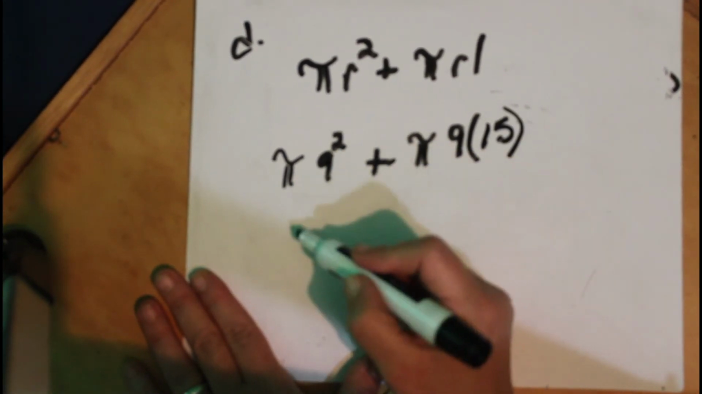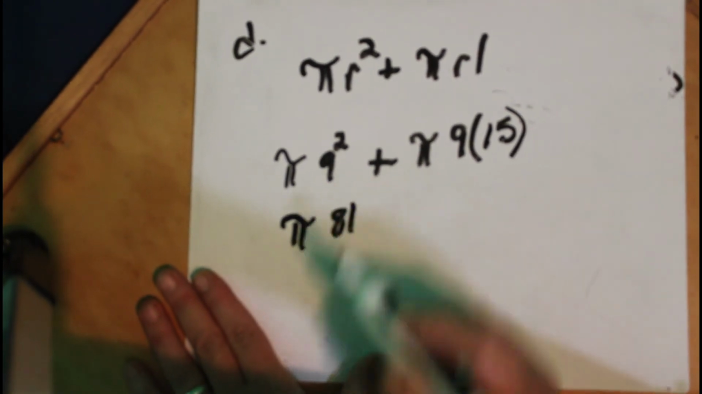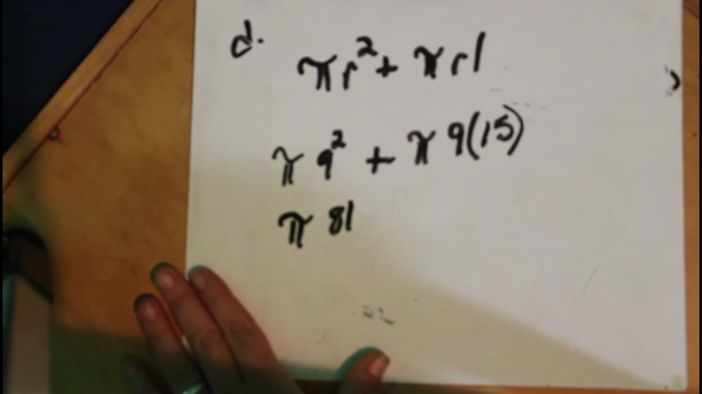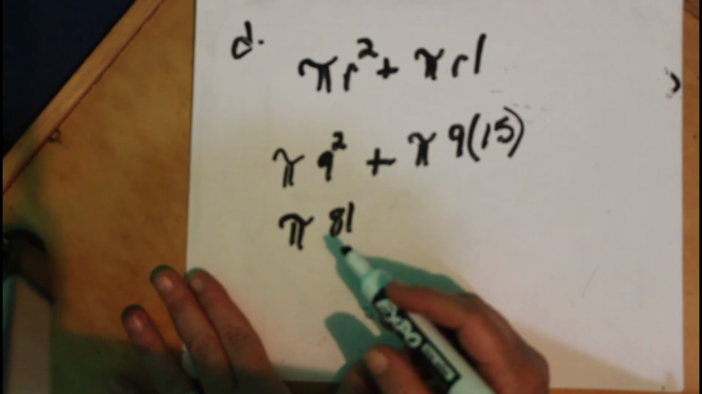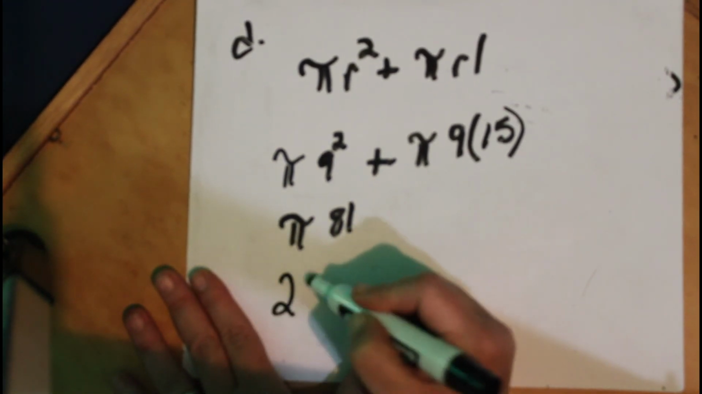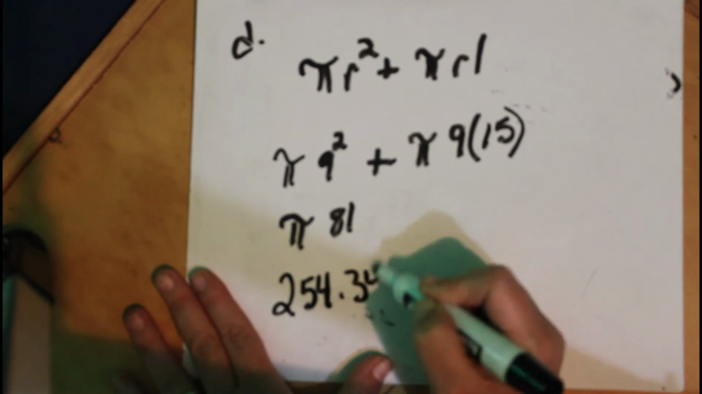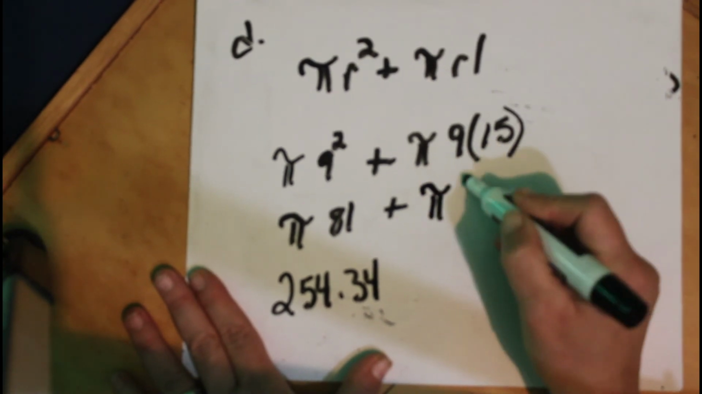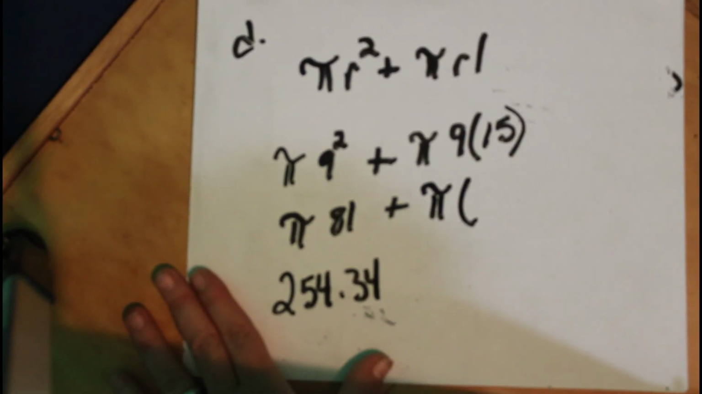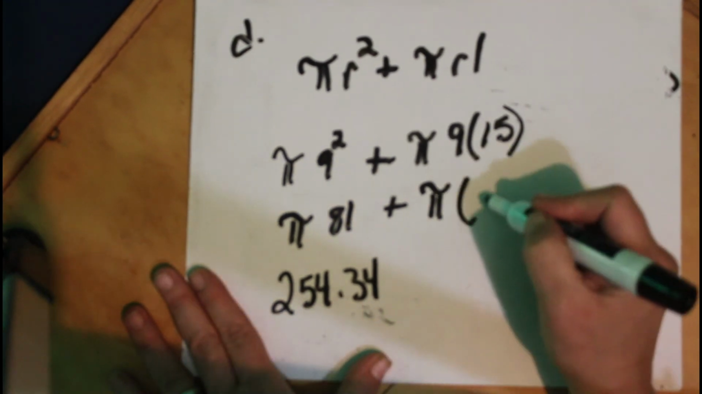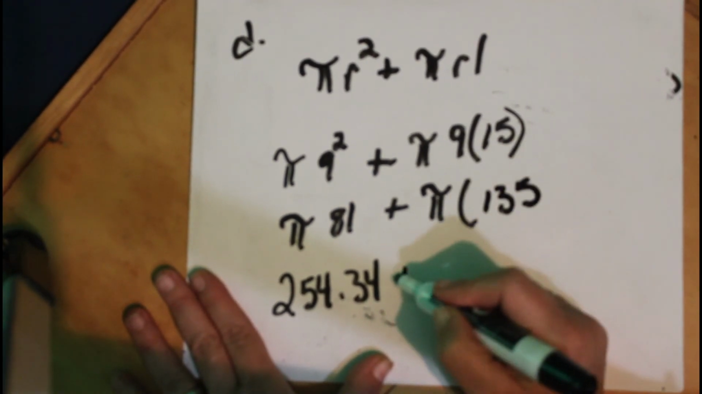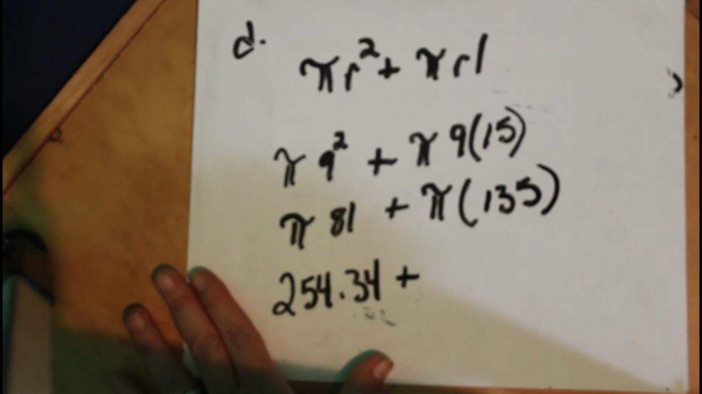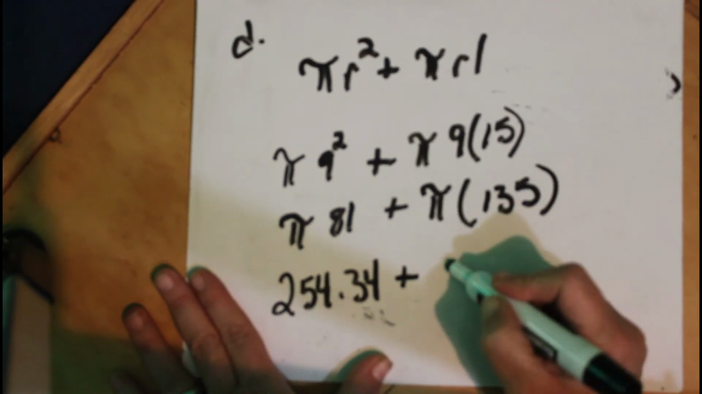Alright, 9 squared, 9 times 9 is 81, so pi times 81. I'll do that real quick on my calculator. 81 times 3.14 equals 254.34. Now I need to add that to pi times 9 times 15, 135. Okay. Now we're going to do pi times 135. And that is 423.9.